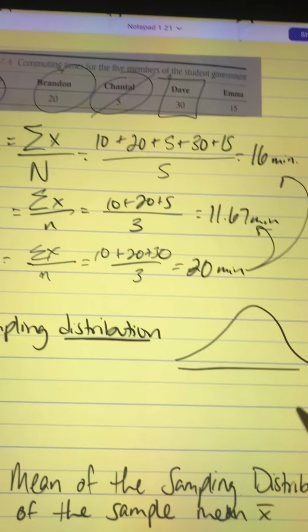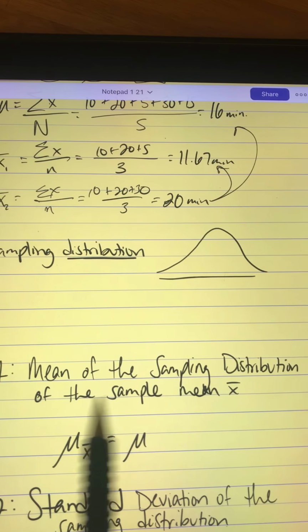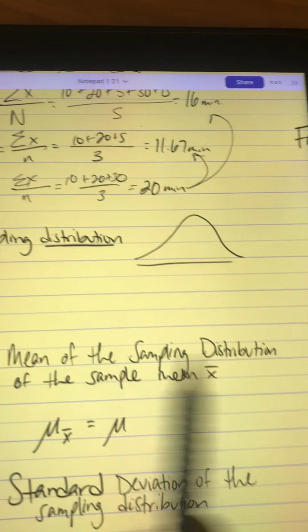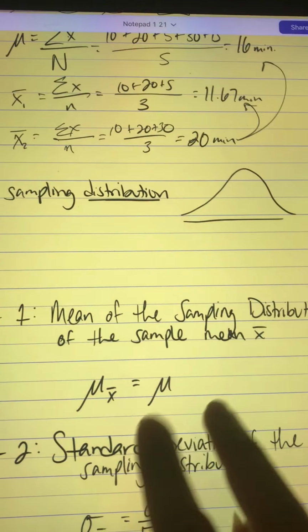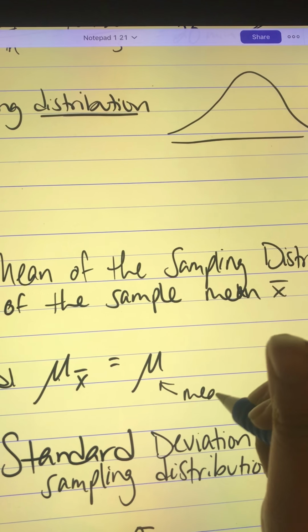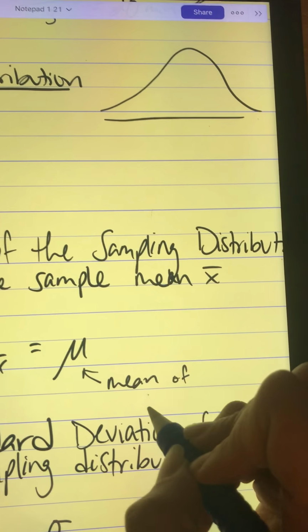Fact 1 is that the mean of the sampling distribution of the sample mean x bar, so this is for samples, will actually always be equal to the population mean. So this symbol here, the mean of the sampling distribution, that's what that symbol represents. And this symbol is just the mean of the population.